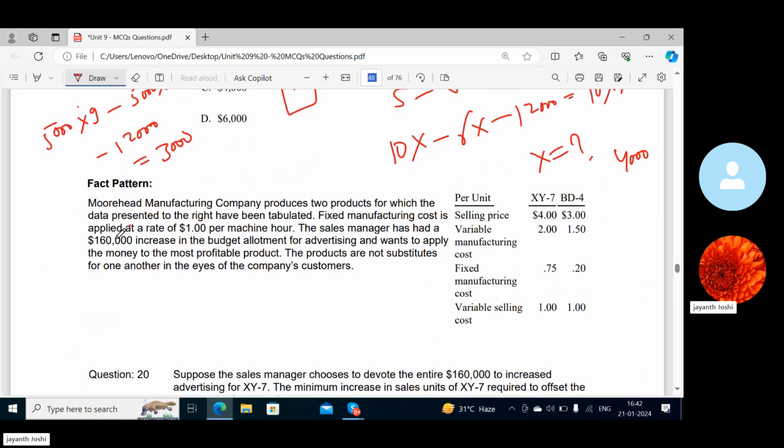Moorhead Manufacturing Company produces 2 products for which the data presented to the right have been tabulated. Fixed manufacturing cost is applied at a rate of $1 per machine hour. The sales manager has had a $160,000 increase in the budget allotment for advertising and wants to apply the money to the most profitable product. The products are not substitutes for one another in the eyes of the company's customers. They have given 2 products, XY7 and BD4, and every detail is given: selling price, variable cost, manufacturing cost, fixed manufacturing cost per unit, and variable selling cost.